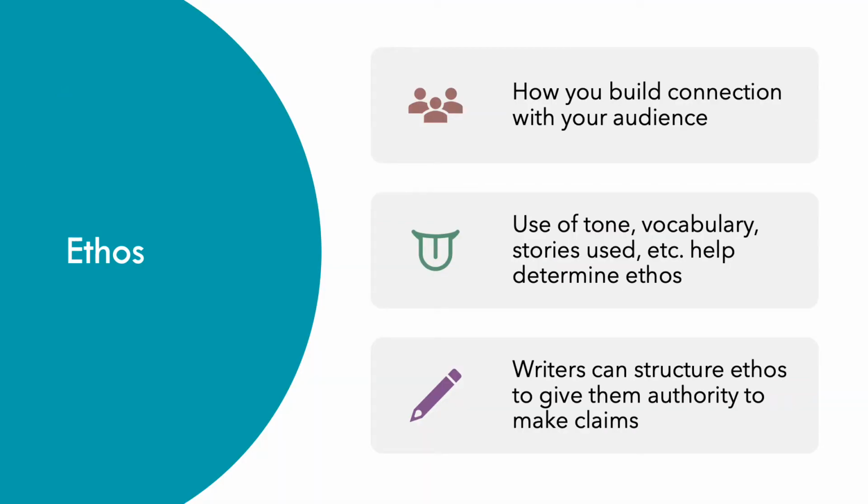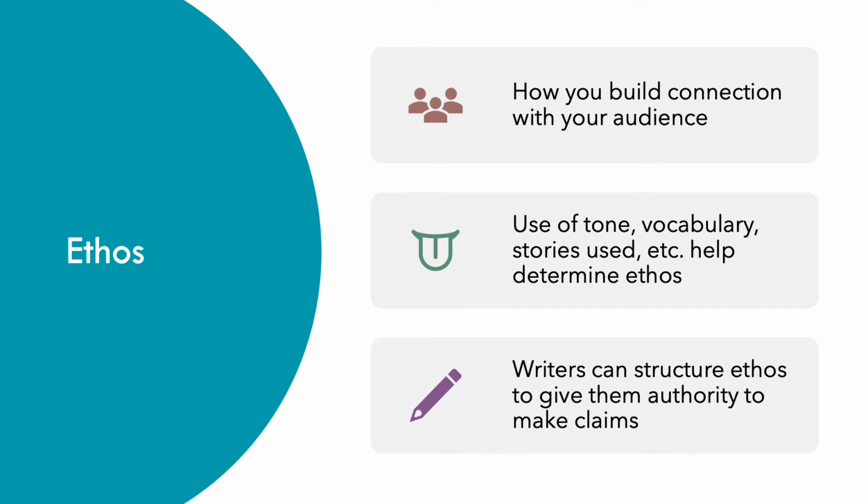You can also use ethos. And again, ethos is how you build connection with your audience. Think of things like your use of tone or the vocabulary that you're using in your writing. Or if you want to start with a story so that the audience connects with you more. Writers can structure ethos to give them authority to make claims.